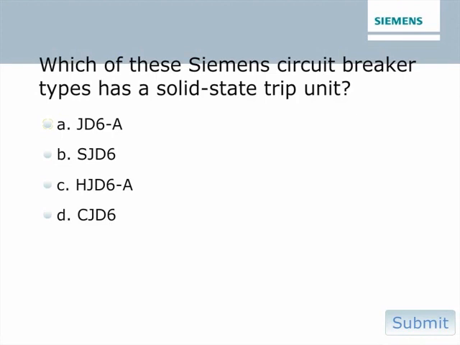Question 14. Which of these Siemens circuit breaker types has a solid-state trip unit? Is it A, JD6-A, B, SJD6, C, HJD6-A, or D, CJD6?